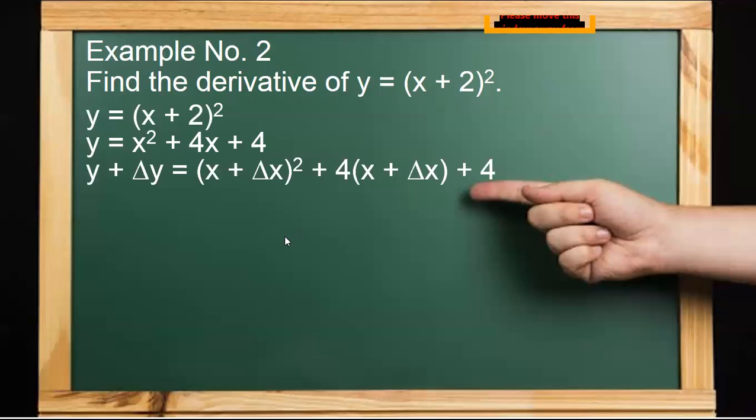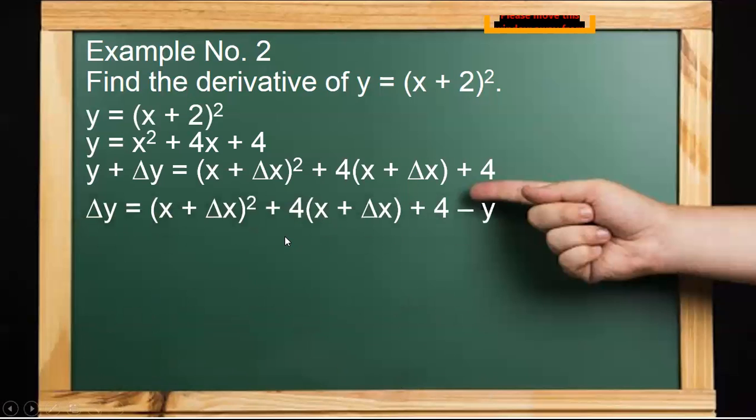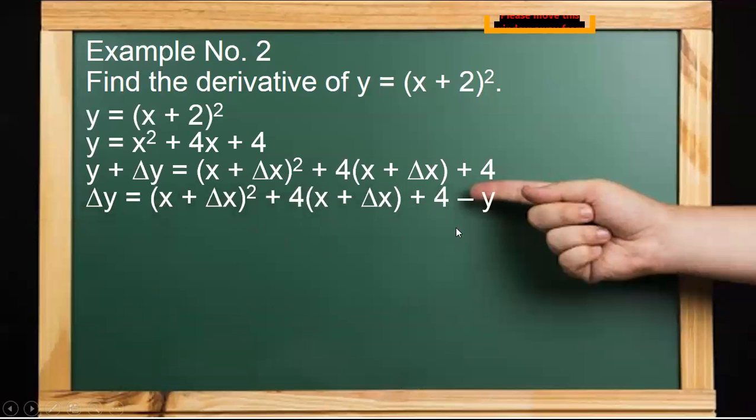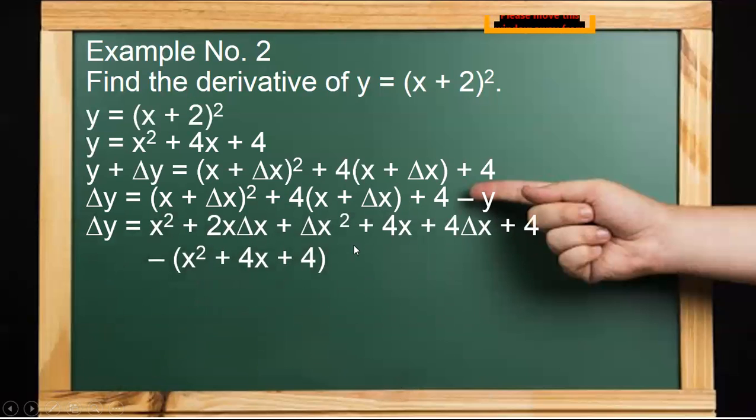Okay. Next, we're going to transpose y to the other side of the equation. This will become delta y, which is equal to x plus delta x squared plus 4 multiplied by x plus delta x plus 4, then minus y. So this y is the y in the given. So if we're going to evaluate it, this will become like this.